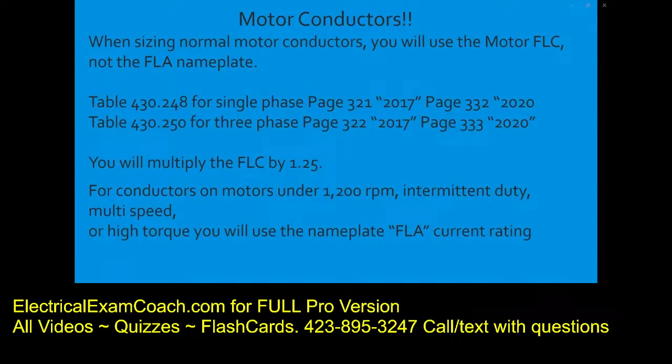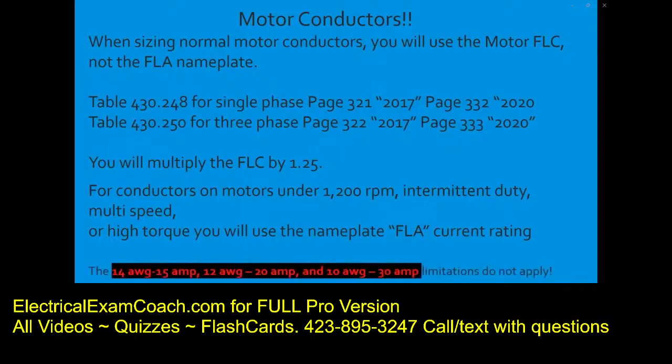And I'm going to say this over and over in every slide so you don't have to worry about remembering that right now. If it's a normal motor conductor, you're going to multiply the FLC by 125%. If it's any one of these other motors, under 1200 RPM, intermittent duty, multi-speed, or high torque, and your question will say that in there, and I'm going to teach you how to watch for these red flags, you're actually going to use the FLA rating. Why the code book doesn't stick with FLC or FLA only, I don't know, and I wish they would simplify it.